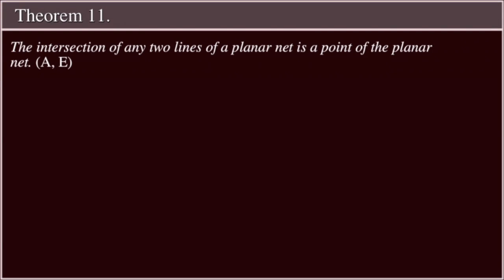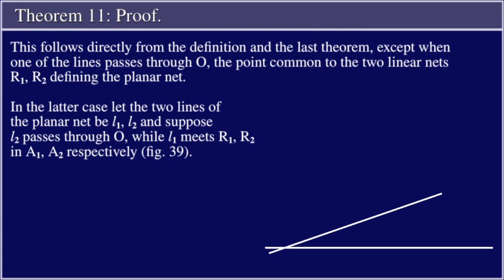Theorem 11. The intersection of any two lines of a planar net is a point of the planar net. Assumptions A and E. Proof. This follows directly from the definition and the last theorem, except when one of the lines passes through O, the point common to the two linear nets R1, R2, defining the planar net.